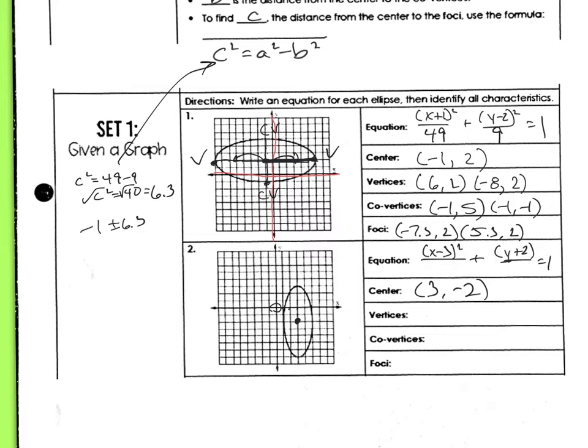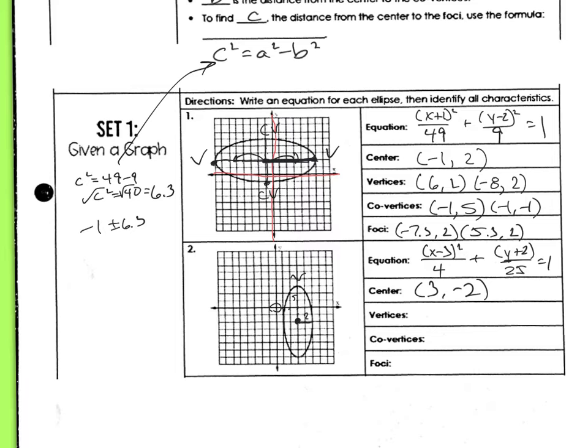We can go ahead and count these spaces if you want to. We've got the co-vertices, so the short way is 2. And so that means that underneath the x, it'll be 2 squared. And the long way is 5. And so up and down is going to go 25.